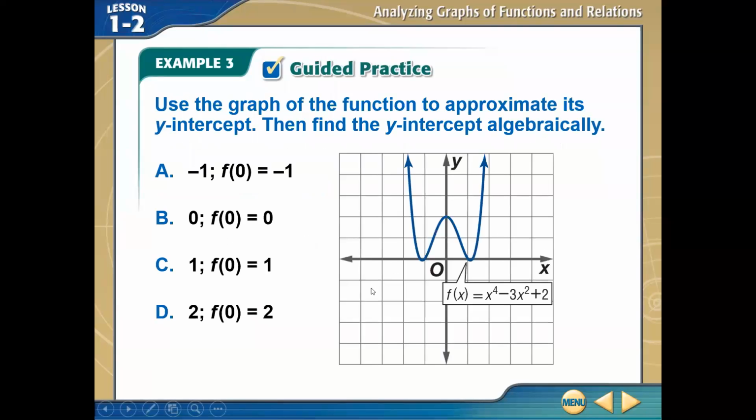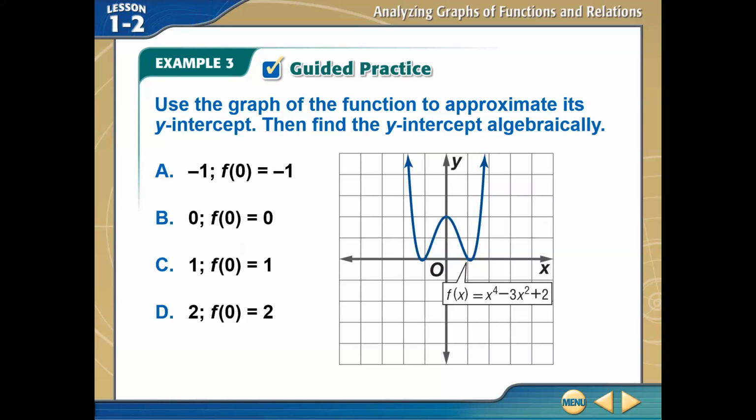So one more time for good measure. It says use the graph of the function to approximate its y-intercept, then find the y-intercept algebraically. Once again, we follow our y-axis up, and it looks like it crosses 2 units above the origin, which would be at the y value of 2.